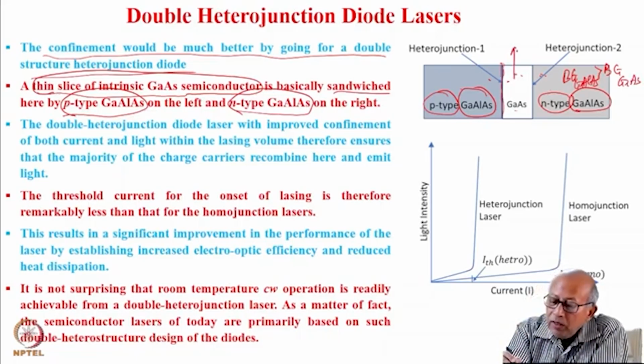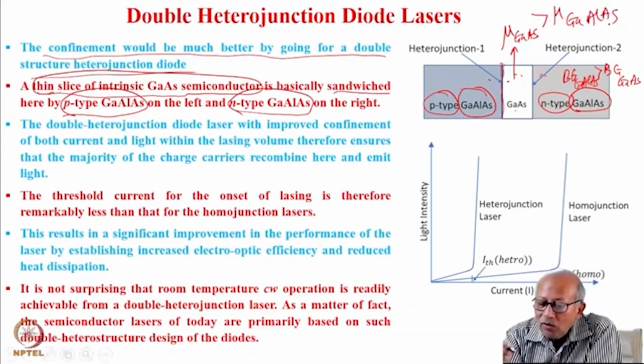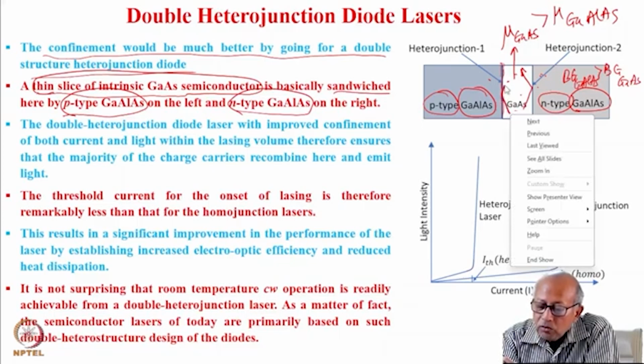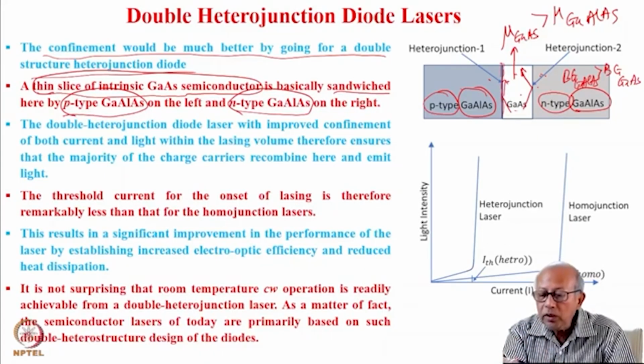So the refractive index of this gallium arsenide will be more than the refractive index of gallium aluminum arsenide. So light that would be produced here, this is high refractive index, this is low refractive index, so it will undergo total internal reflection. Similarly, the light which will be produced here or shine onto this will also undergo total internal reflection. And therefore, light will be confined from both sides within this.